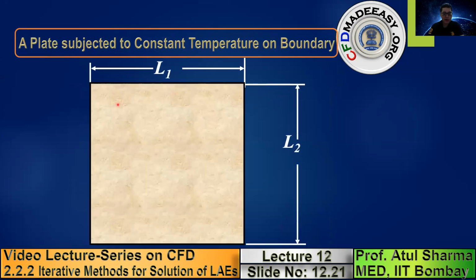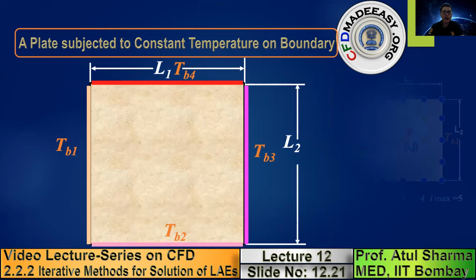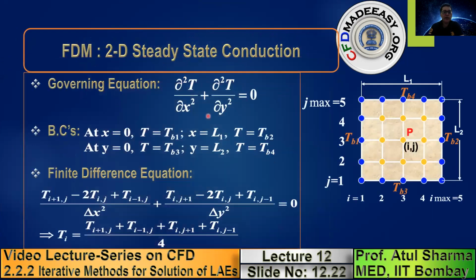Let us suppose all the walls are maintained at a constant wall temperature, but each wall is maintained at a different temperature. For this problem, these are the governing equation, this is the boundary condition, and this is the linear algebraic formulation for a steady state heat conduction with no volumetric heat generation.